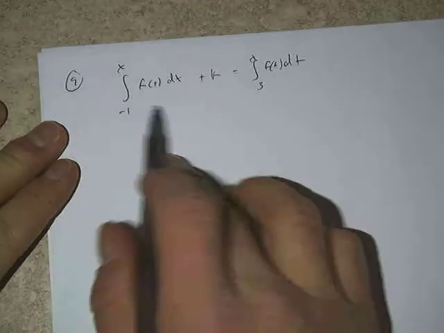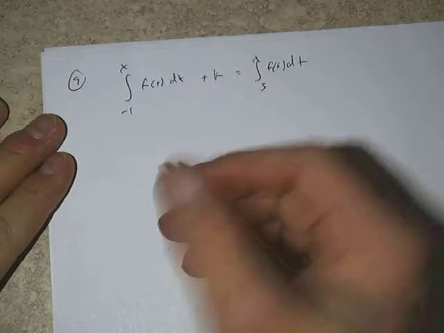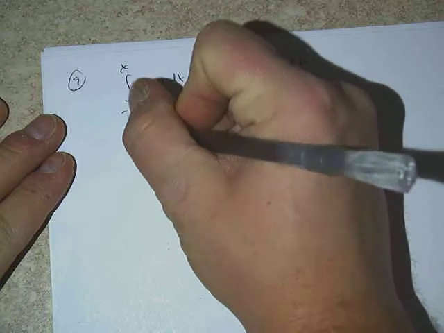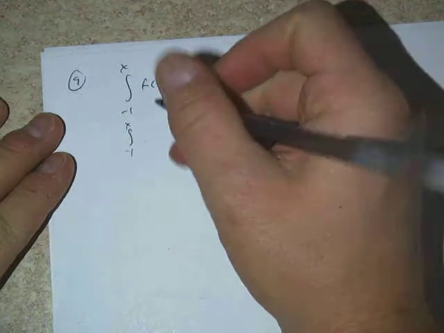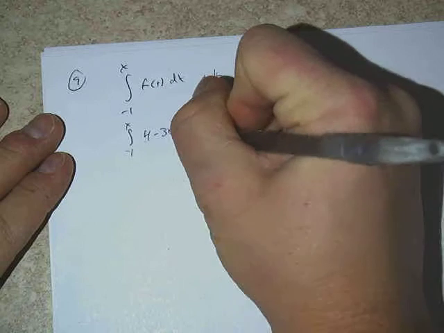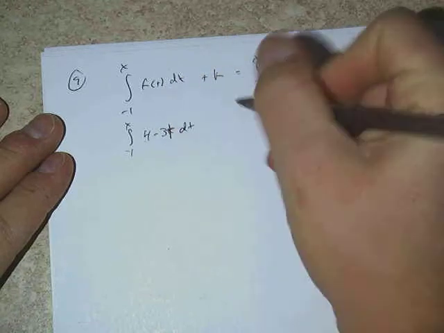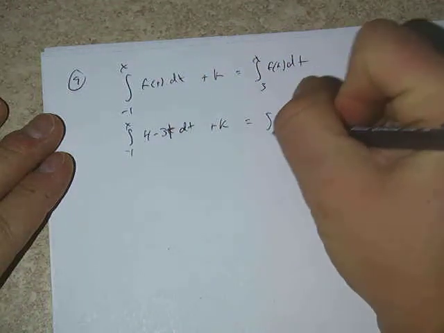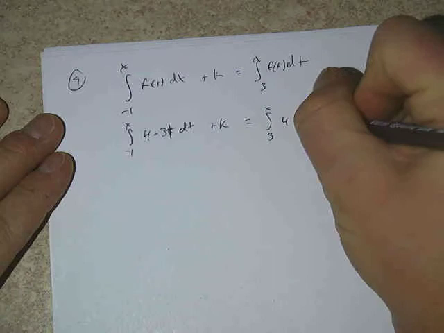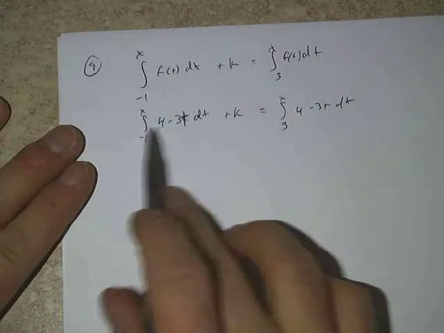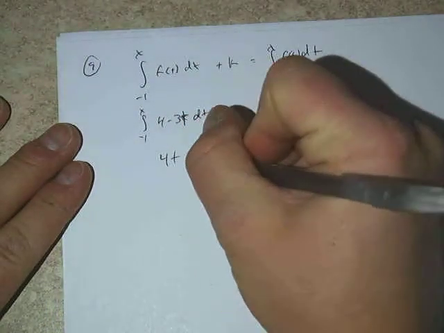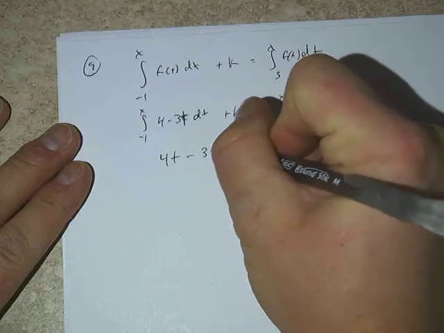So if we evaluate this one, the actual equation was, isn't it, 4 minus 3x, something like that? Yeah, so it's 4 minus 3x. I'll change that to t though, to keep our dummy variable correct. So let's see what happens. Ultimately, if we anti-differentiate here, we're going to get 4t minus 3t squared over 2.